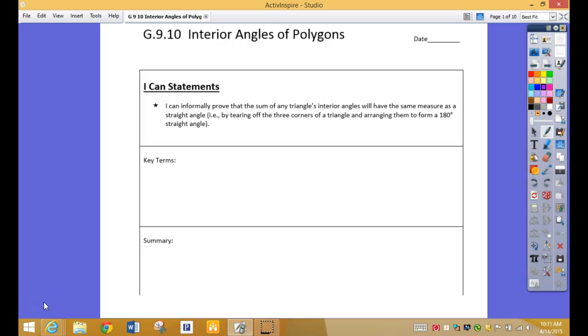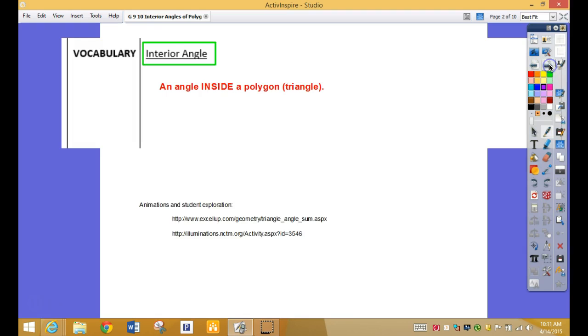So 9.10, interior angles of polygons. Interior is the inside. The polygon that we're working with today is the triangle. So an interior angle is an angle inside a polygon. And like I said, today we're going to work with a triangle. We just got done taking a triangle.